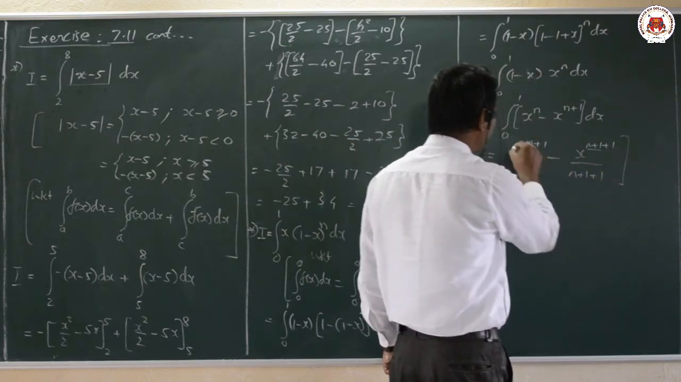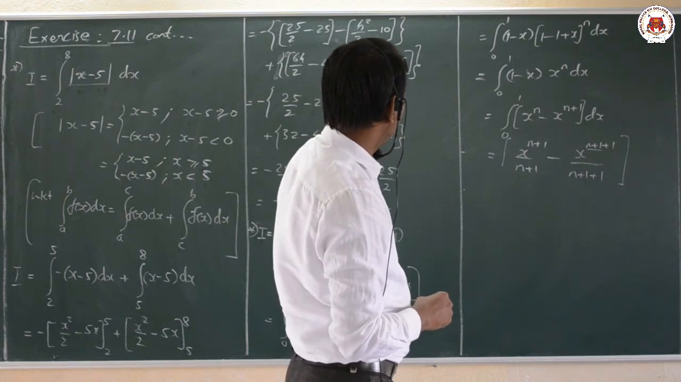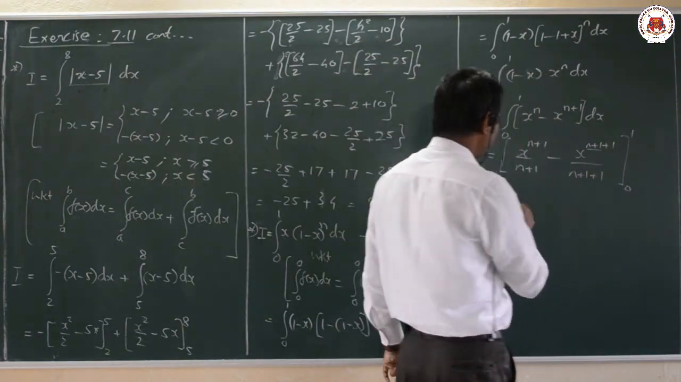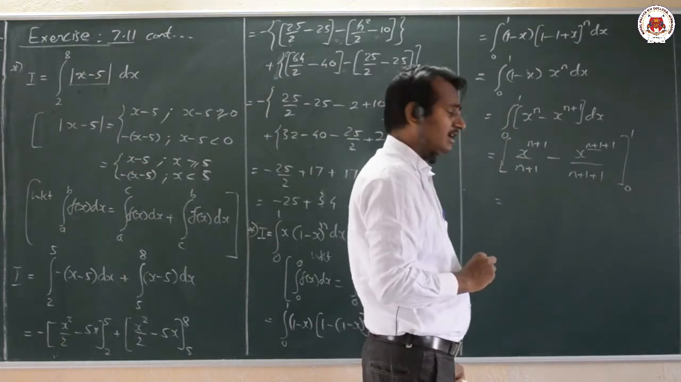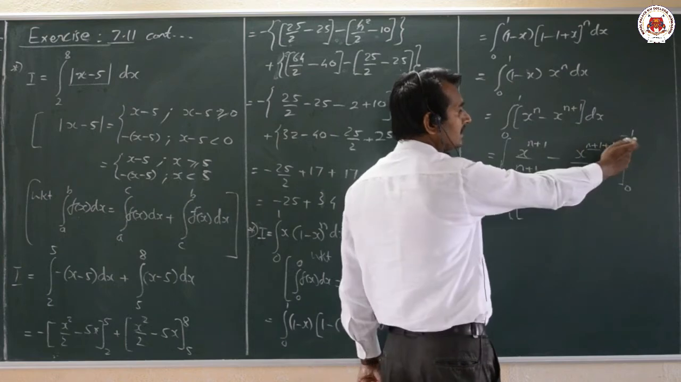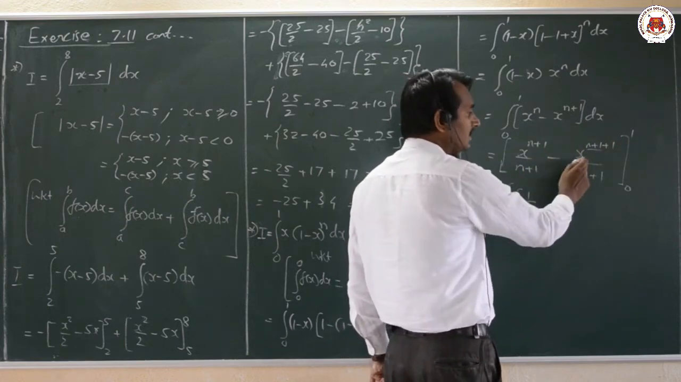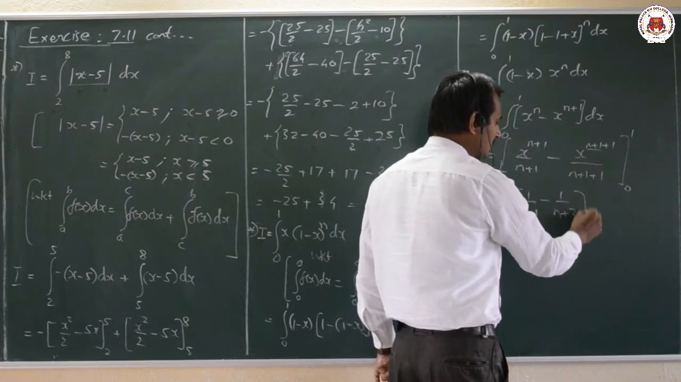Now, dear students, before going to that, between the limits 0 to 1, easily you can substitute the limit value. For the upper limit, that is 1, 1 raised to anything is 1 only, so 1 divided by n plus 1, and here also 1 to the power is 1 only, minus 1 divided by n plus 2.